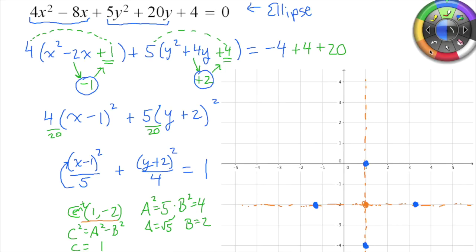And if we want to put our foci in, it's going to be 1 to the right. We'll call that focus 1, and 1 to the left. Call that focus 2. Alright, and then we can draw our ellipse. Not bad. And there we have it. So this would be the graph of this ellipse.